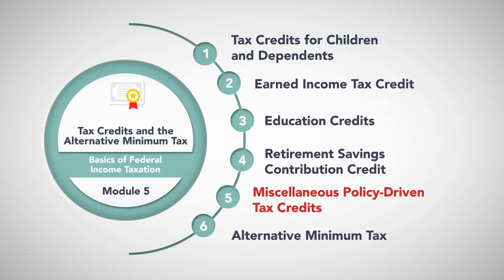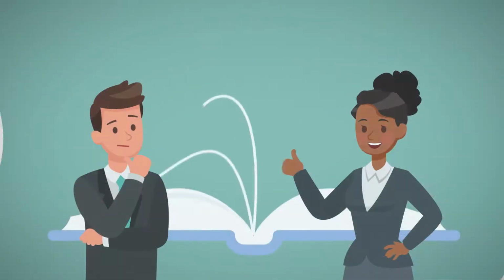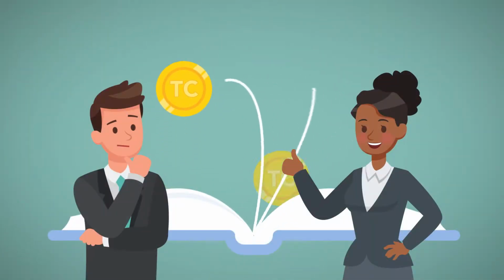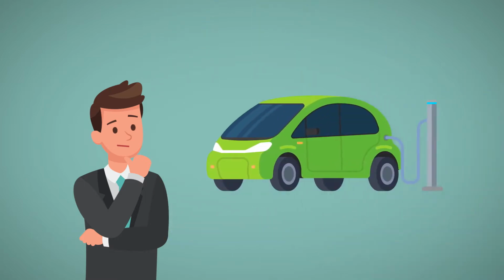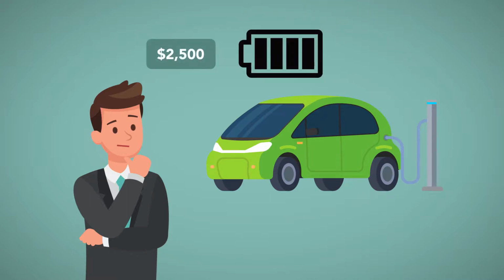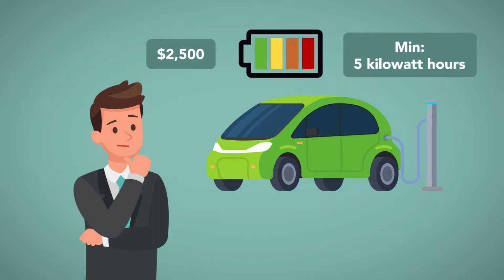Miscellaneous policy-driven tax credits. Federal law also applies certain tax credits specifically to encourage certain behaviors. Some of these include the purchase of plug-in electric vehicles, which qualifies for a tax credit based on battery life. The credit is $2,500 for a vehicle with a battery life that exceeds a minimum capacity of 5 kilowatt hours.